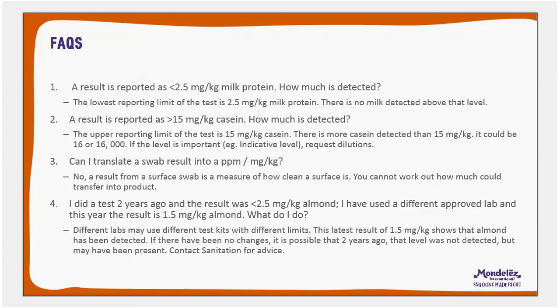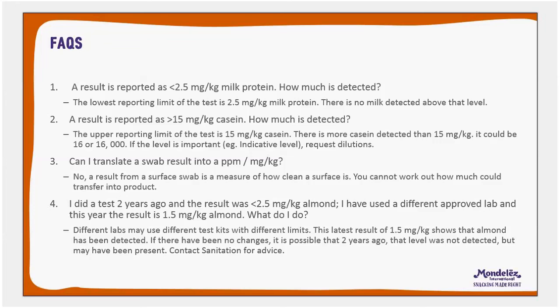So, very last slide here to think about some frequently asked questions. If a result is reported as less than 2.5 milligrams per kilogram of milk protein, how much has been detected? Well, this is telling you that the lowest reporting limit of the test is 2.5 milligrams per kilogram of milk protein. So it's telling you that there is no milk detected above that level. It cannot tell you any more than that.